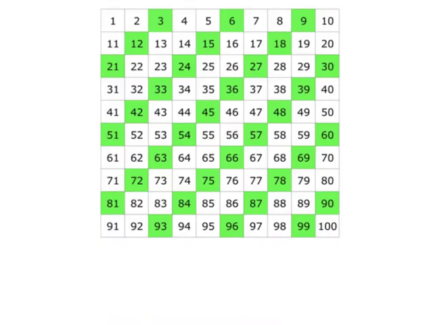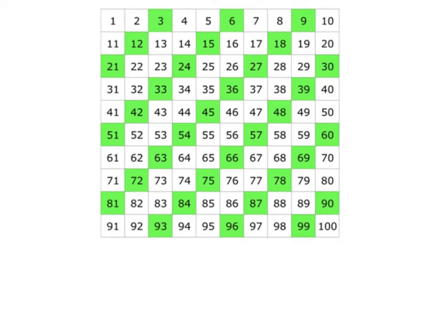Here is a 100 chart with a pattern already in it. Pause the video right now and take a moment to think about what the pattern is in this chart. So if you figured out that we are counting by threes, you are correct. We went from 3 to 6 to 9 to 12 to 15 to 18 and so on. You also see that there are these diagonal lines that are formed in this pattern.